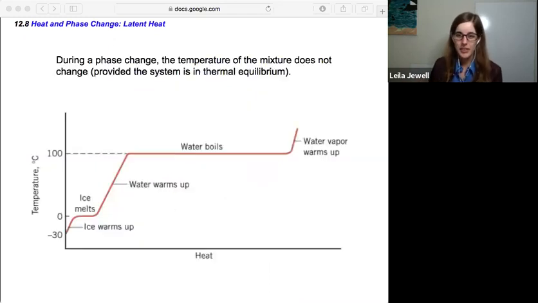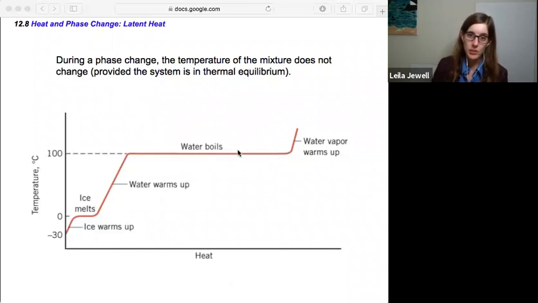Well, a really nice illustration of this is this graph. This graph shows temperature as a function of heat. So as you add more heat, what does the temperature do? The interesting thing here is during a phase change, the temperature of the mixture does not change, provided the system is in thermal equilibrium. So while the water is boiling, the temperature stays constant at 100 degrees Celsius. Once all of the water is boiled off, then the water vapor is going to warm up.